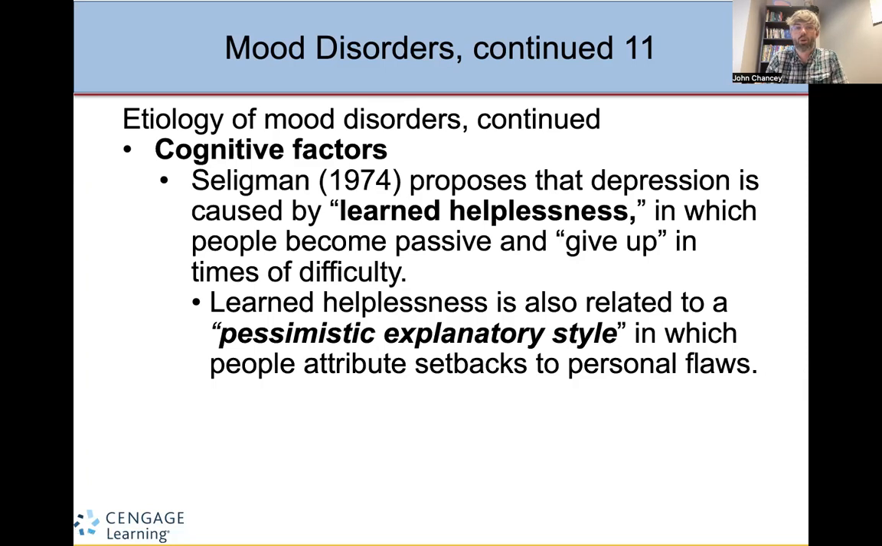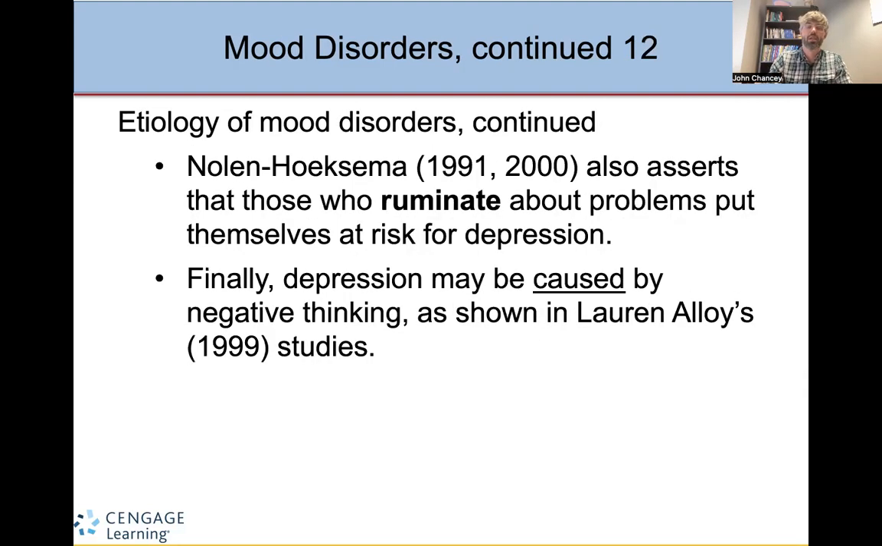Cognitive factors: according to positive psychologists like Martin Seligman, we can essentially learn to be depressed. We can develop learned helplessness. If we experience failure again and again, we might learn to give up when things are difficult. We might adopt a more pessimistic explanatory style, thinking, oh, the reason this didn't work out is because I'm a failure, some kind of personal flaw that might explain why things didn't work out. If you experience that enough times, you eventually learn to see the world through that lens.